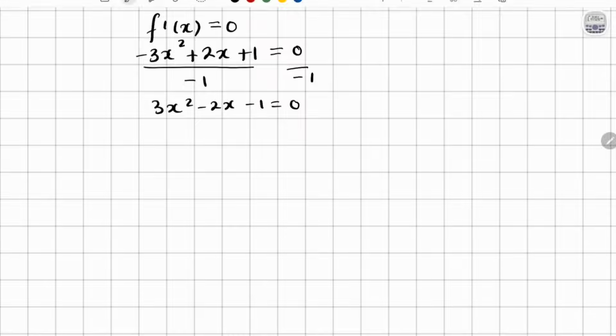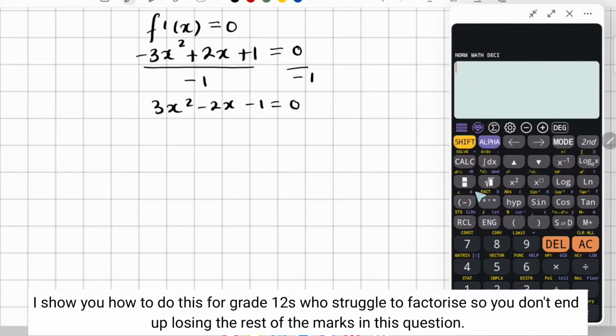Now, there is a hack. You can use this hack. Just don't show them that you use the quadratic formula. So how you can factorize or pretend to factorize it is by doing this. On your calculator, you're going to substitute this in as if you're using the quadratic formula.